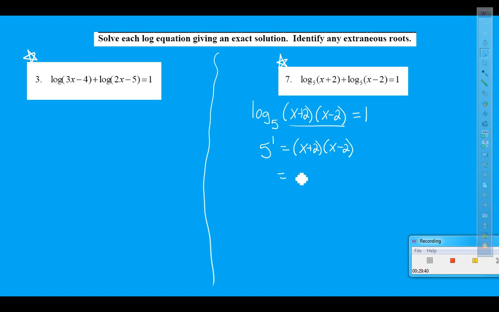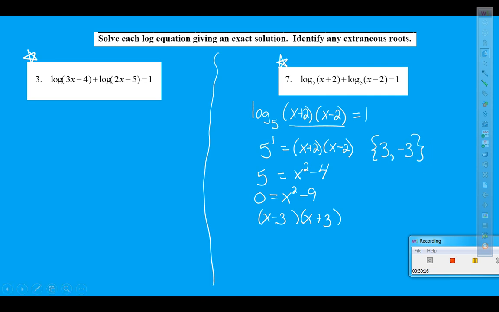I will FOIL out this side, which leaves me x squared minus 2x plus 2x minus 4 equal 5. Two ways to solve this now. I'm going to subtract 5 to the other side and get x squared minus 9. Here's a difference of squares, so I'm going to factor that into x minus 3 and x plus 3. So my two x values look like 3 and negative 3.